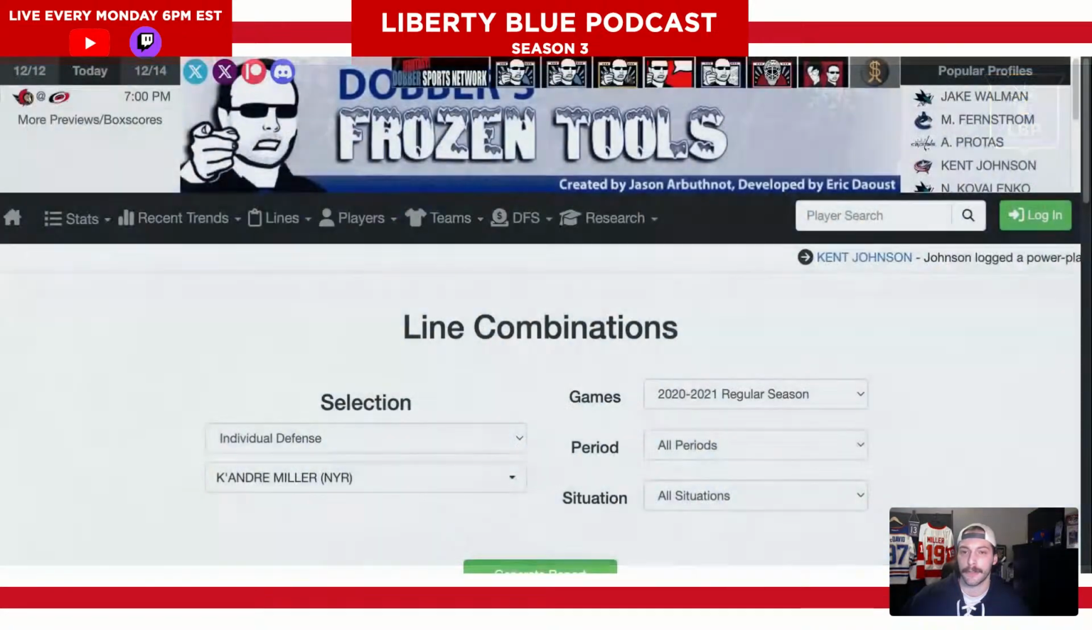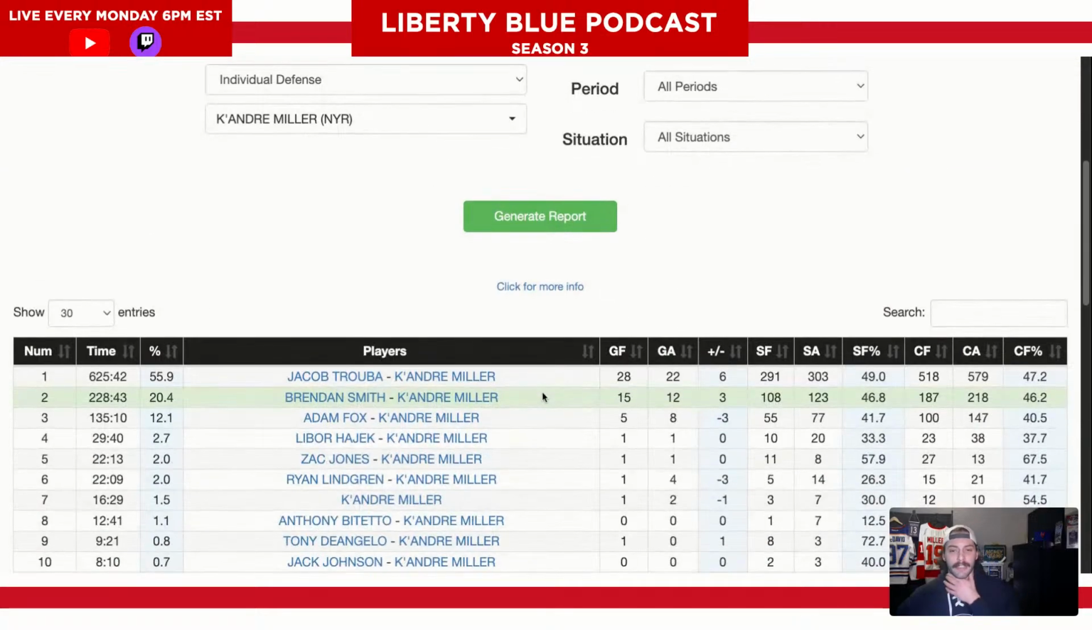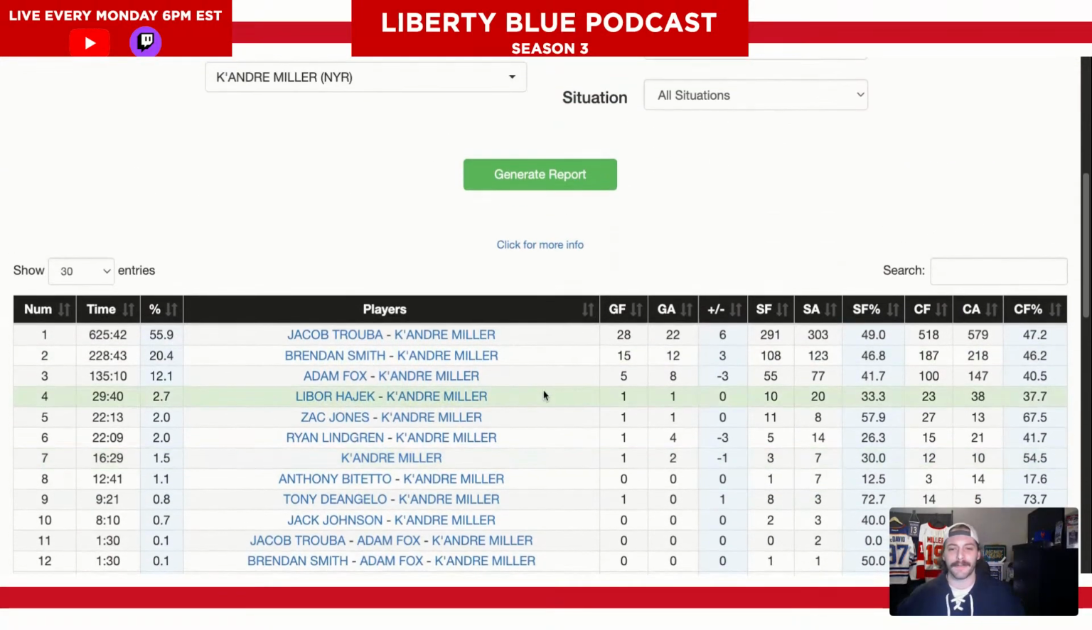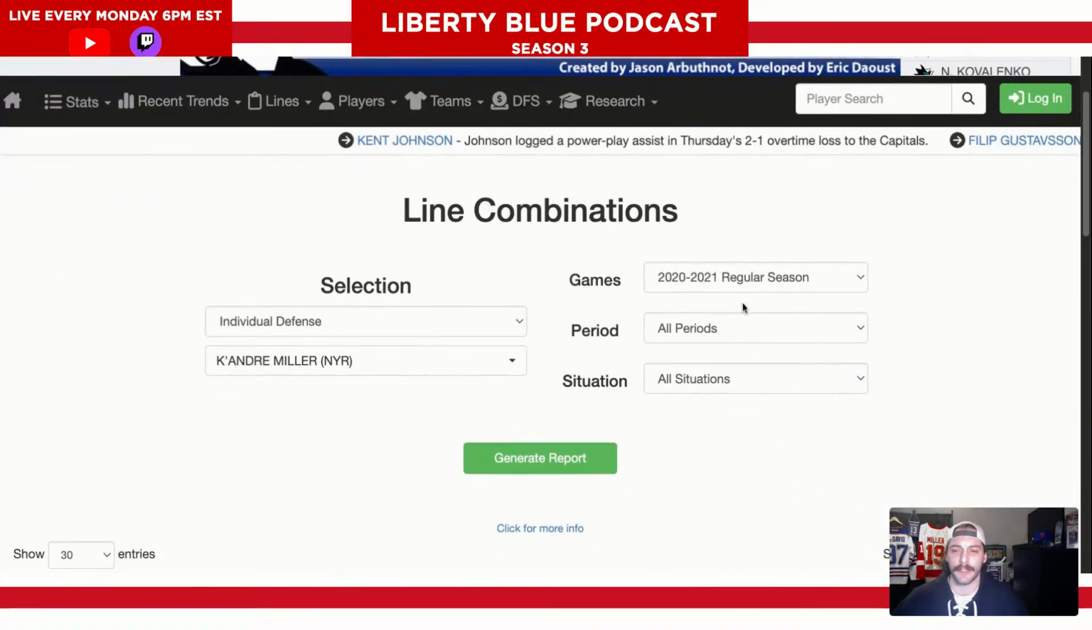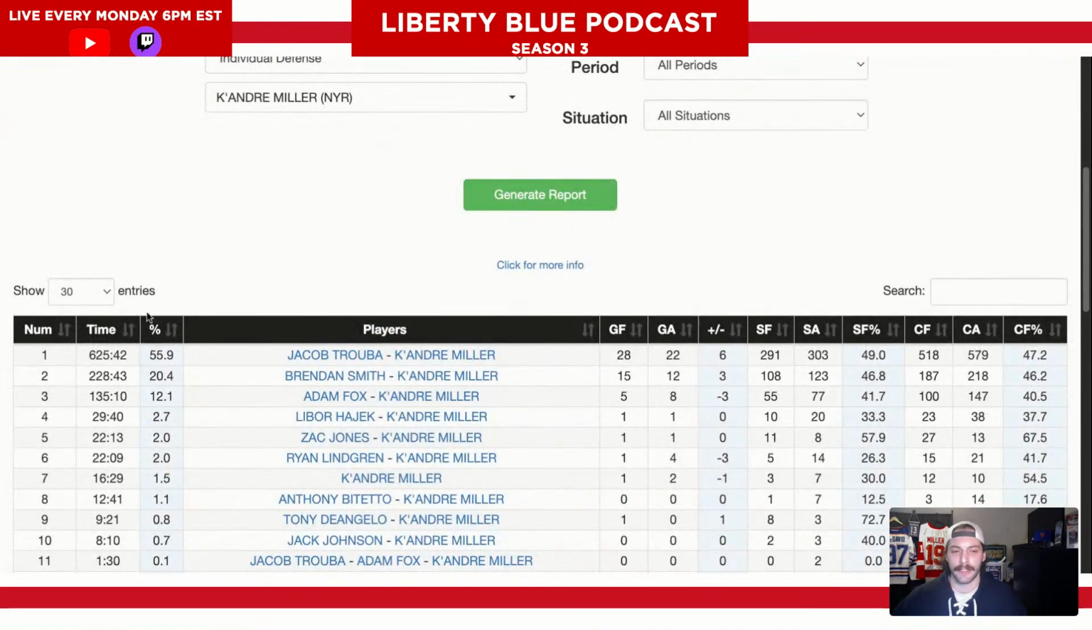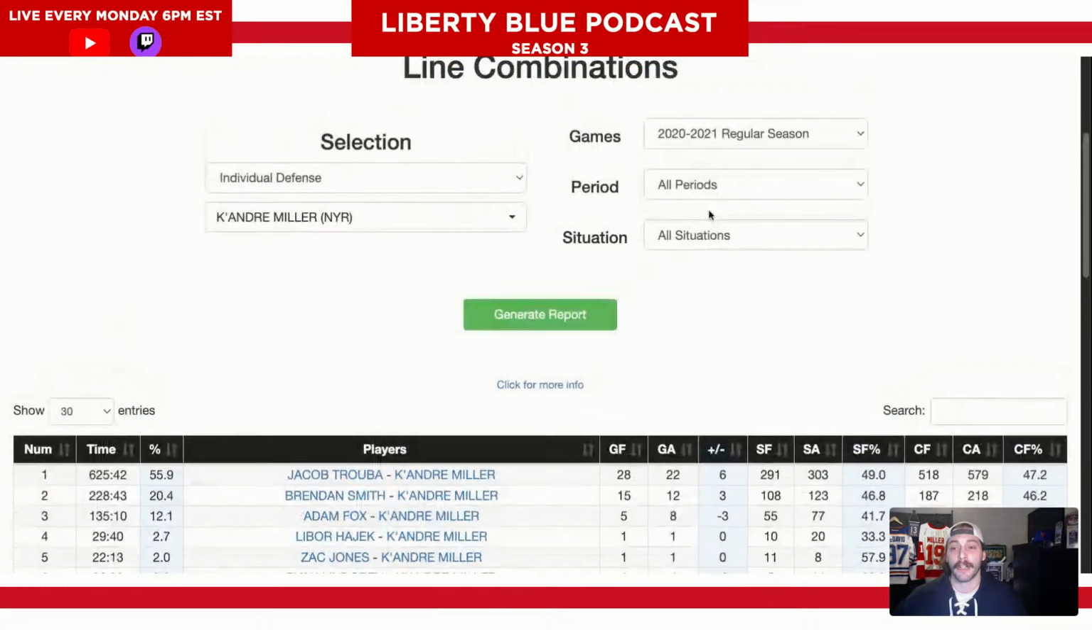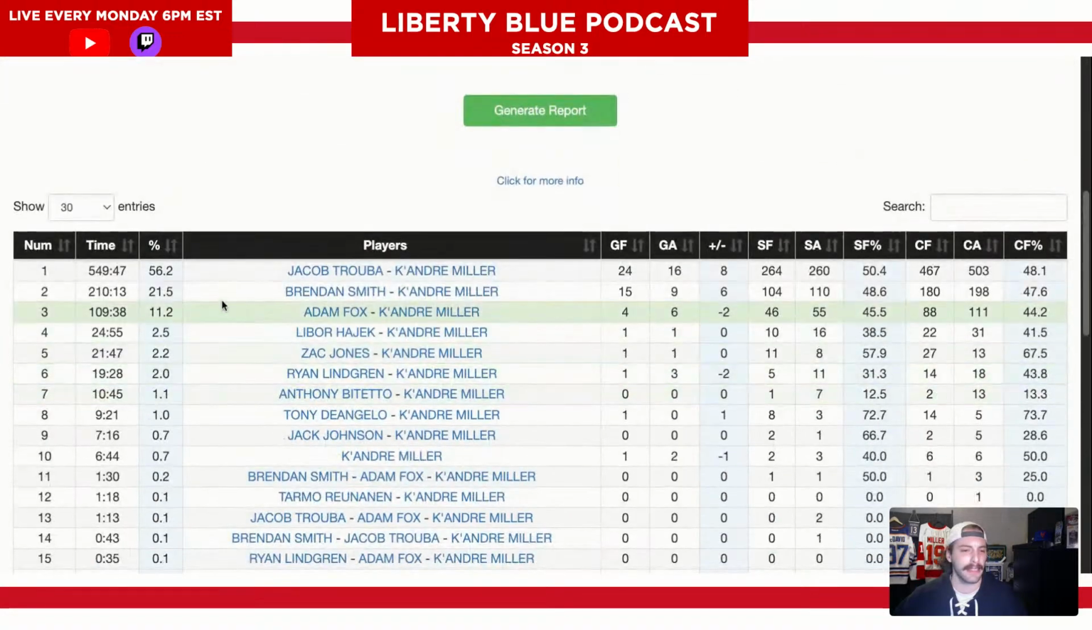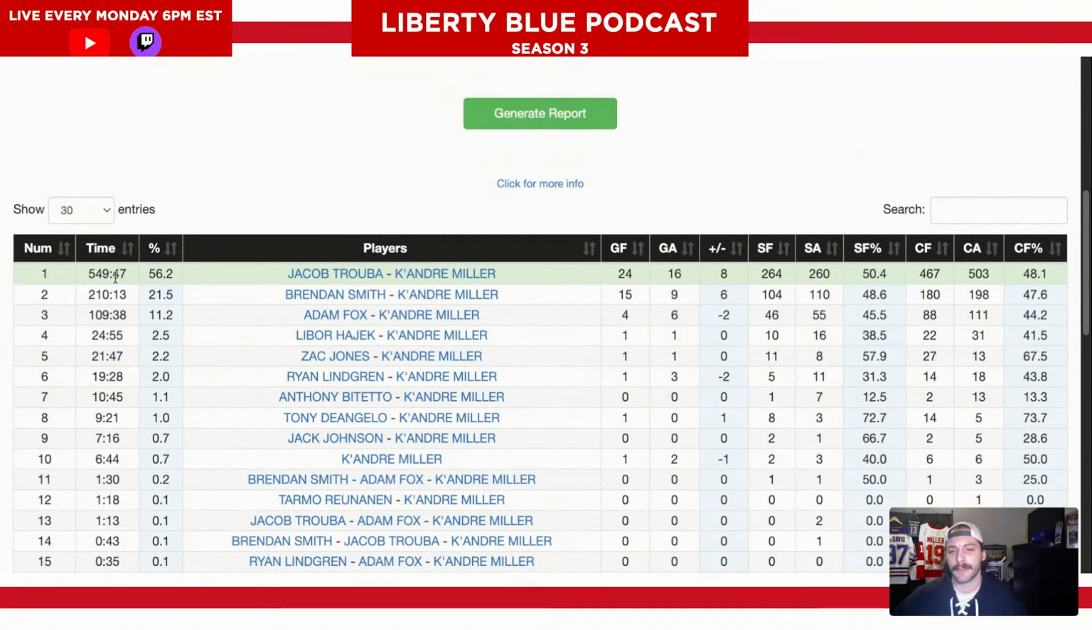Line combinations, cool. If you were here last week when Trouba got traded, you'll know this website's very useful. But that first year, this is 2020-2021, the 56 game season. Most common partner. This is all situations. We'll bump that down to even strength. I'm not sure if Miller was killing penalties. I don't think he was, but yeah. 549 minutes with Jacob Trouba, 210 minutes with Brendan Smith, 109 minutes with Adam Fox. This is going on ostensibly 4 NHL seasons ago. All three, I should say, the first two positive goal differentials at 5-on-5, 24-16, 15-9.